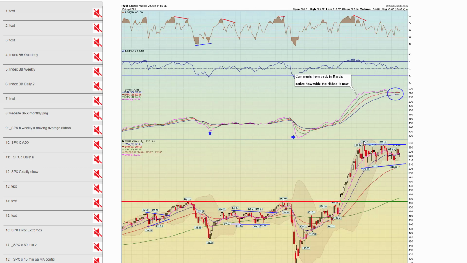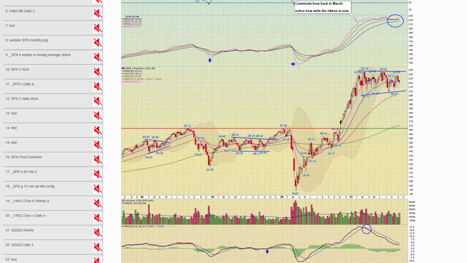Here's the Russell weekly view. This was actually up for the week. This sucker's been going sideways here for 7 months. You can see the big breakout back here. That was a good buy opportunity. Took out a multi-year resistance. But now it's been consolidating for quite a long time.